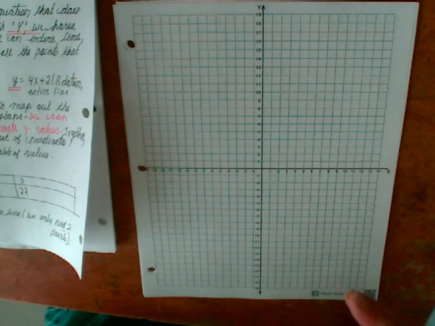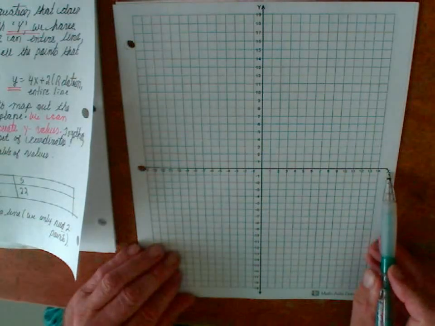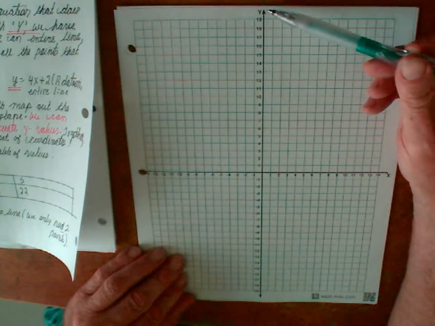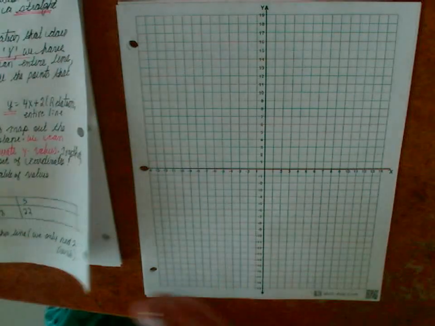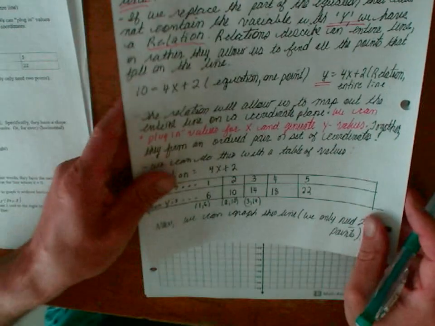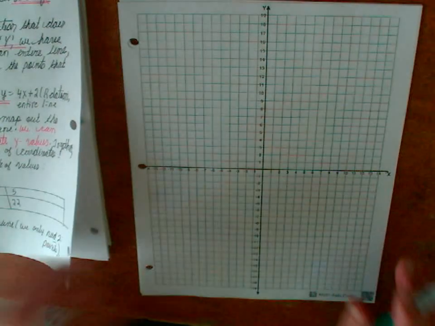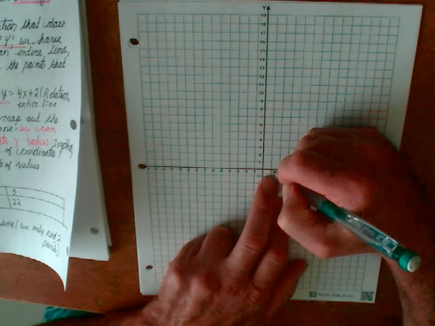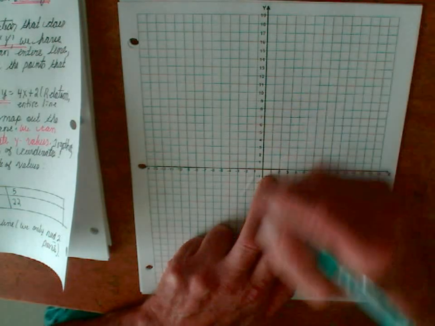Okay, so I've got a piece of graph paper. Here's our coordinate plane. The x values go horizontally from left to right, and the y values go vertically, so up and down. And our first ordered pair that we're going to graph is 1, 6. So that means along the x-axis we go over to the right positive 1, and on the y we go up 6 because they're both positive.